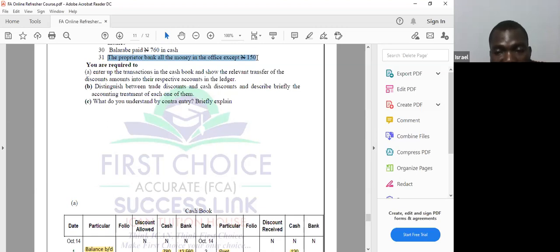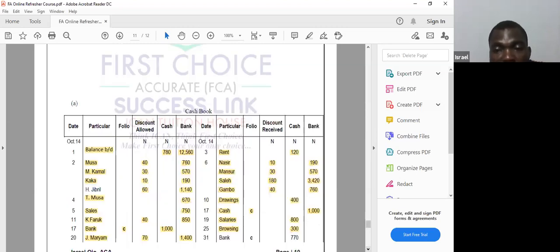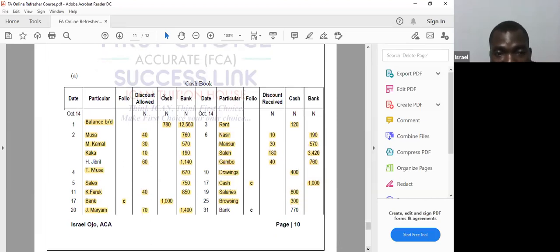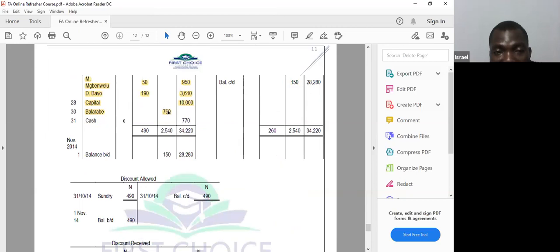Now, after we have stopped at this point, if we add everything together here from this cash, if we had 120, 400, 800, 300 together, it will give you 1,620. So that 1,620, you now go to the other side, the debit side. Under the same cash column on the debit side this time around, we have 700, we have the 1,000. After the 1,000, we also add the 760. If we add this together, it will give you what? It will give you 2,540.